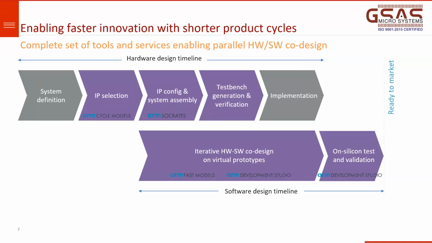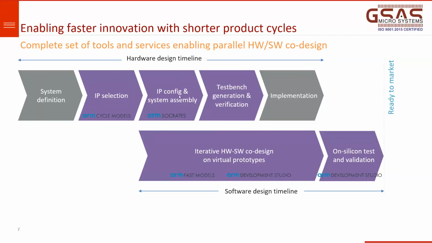What ARM software solutions do is give you simulation models. We call them fast models. If you see here, in the hardware design timeline, first is the system definition. You define the system, what it is supposed to do and so on. Then you select an IP. We're talking about SoC here, but this can also be applicable to your normal embedded hardware board. Then we select a specific IP by using the cycle models. This is again simulation. Then comes IP configuration and system assembly, which is all in the SoC, how you're connecting the components. This is at RTL level. Then generation of the test bench and verification and further implementation of the hardware.